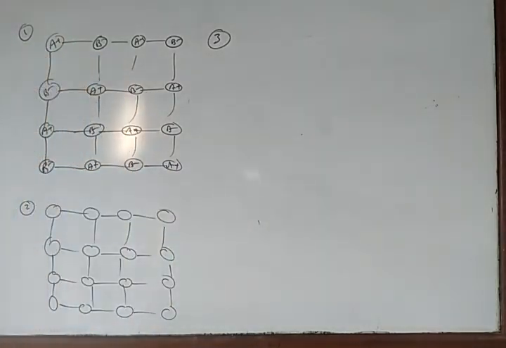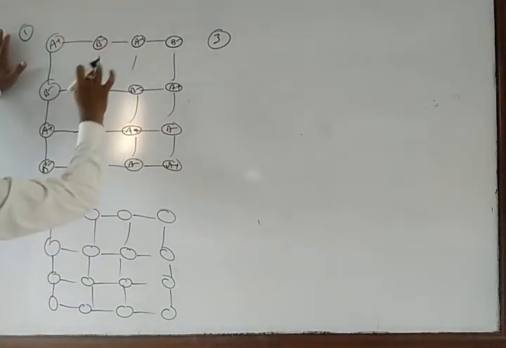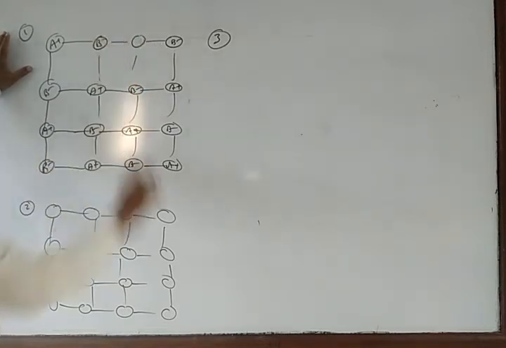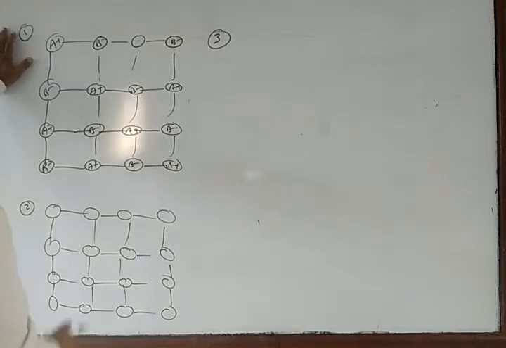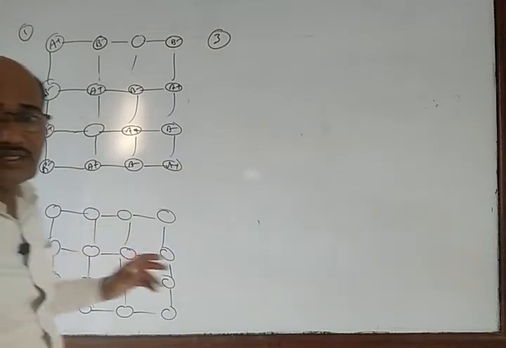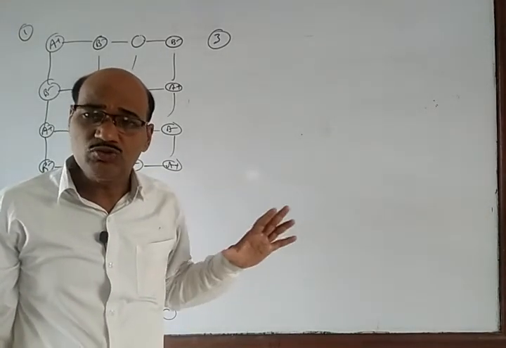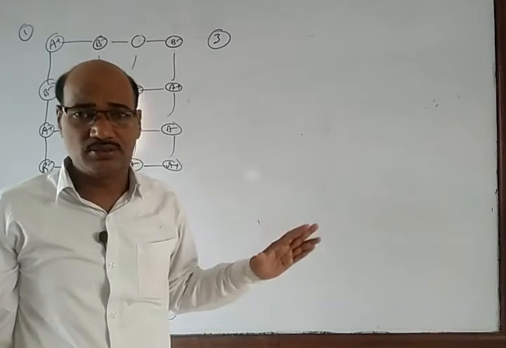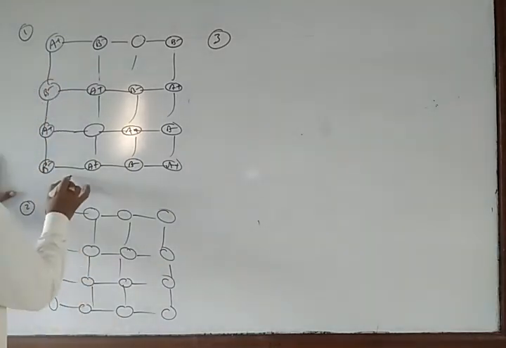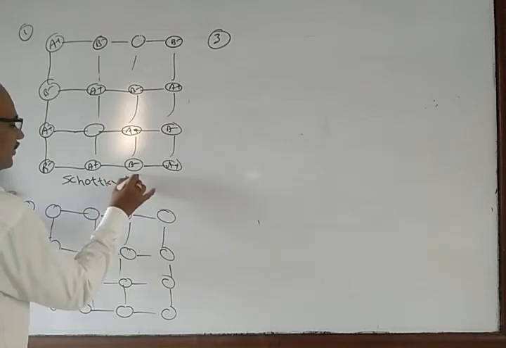Now see, suppose in this case this A plus ion is absent and this B minus ion is absent. So if in a crystal an equal number of positive and negative ions are absent, that is called what? Schottky defect. Okay. So this is the Schottky defect.